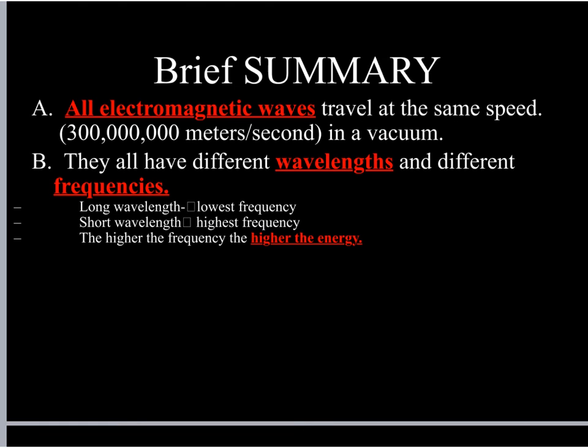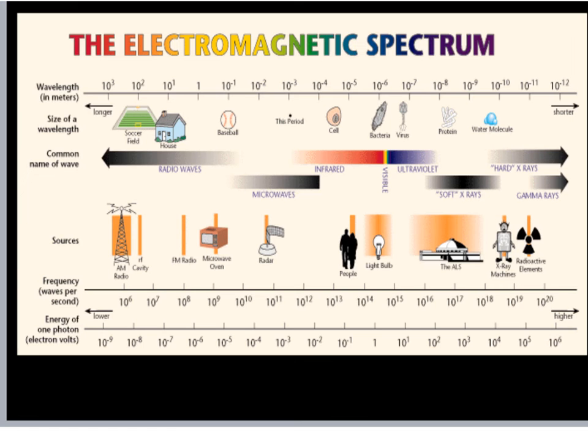So a reminder, all electromagnetic waves go the speed of light. Nothing can go faster than them. They also have different wavelengths and frequencies. So if you have a big frequency, you have to have a smaller wavelength. You can have a long wavelength and a low frequency, or a short wavelength and a high frequency. The more frequency you have, the more energy. So those gamma rays, because they have a very high frequency, have a lot of energy. And here's a final view of the full electromagnetic spectrum.